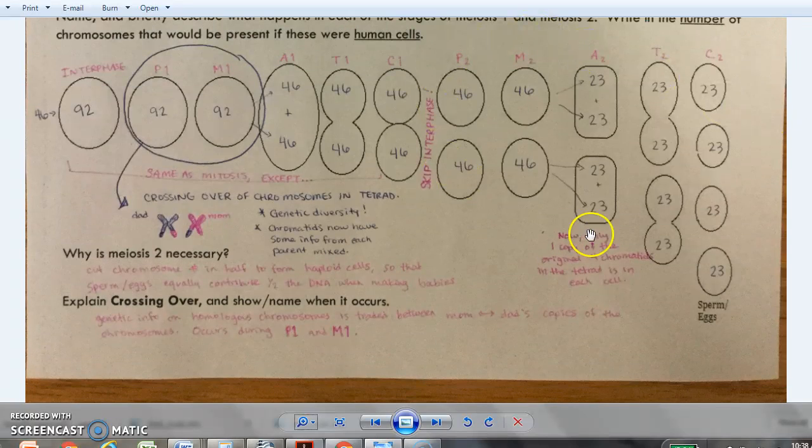So why is this whole meiosis 2 necessary? Why can't we just do meiosis 1? The reason why is because we have to cut the chromosome number in half, and then crossing over right here, this occurs and gives all of our sperm and egg cells a slightly different mixture of DNA. So you could have 4 egg cells and have quadruplets, 4 kids at the same time, and have them all come out looking different because they're all inheriting a different mixture of these chromosomes.